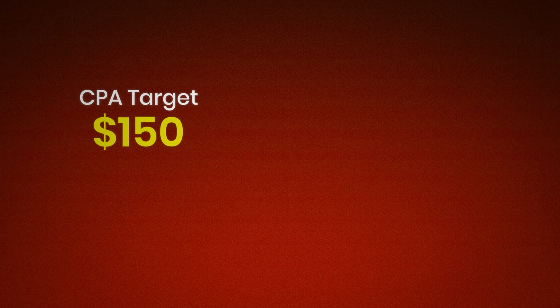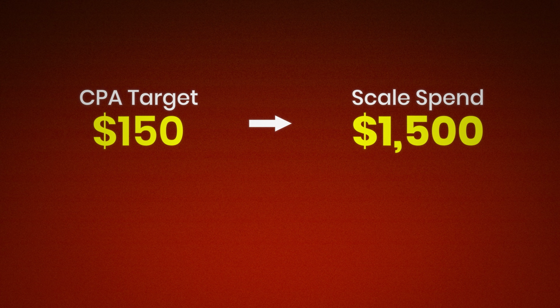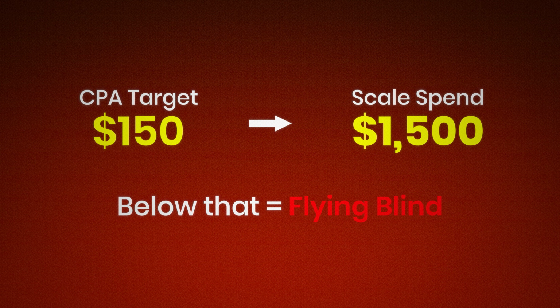Now, here's the standard we follow in my agency. A creative has to hold target CPA at 10 times the CPA in spend inside the scale campaign. So a $150 CPA target means $1,500 in spend in the scale campaign. Below that, and you're still gonna be flying blind.